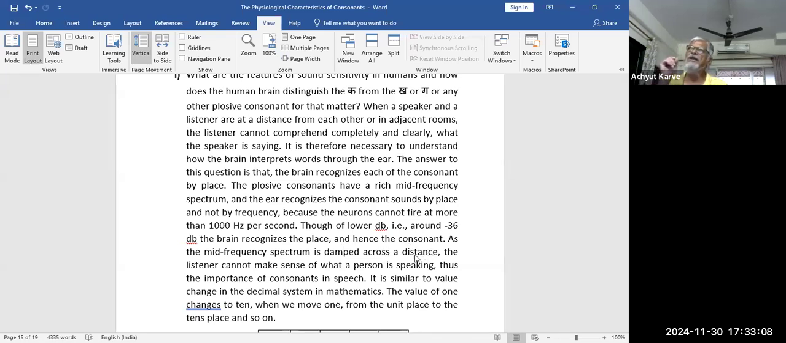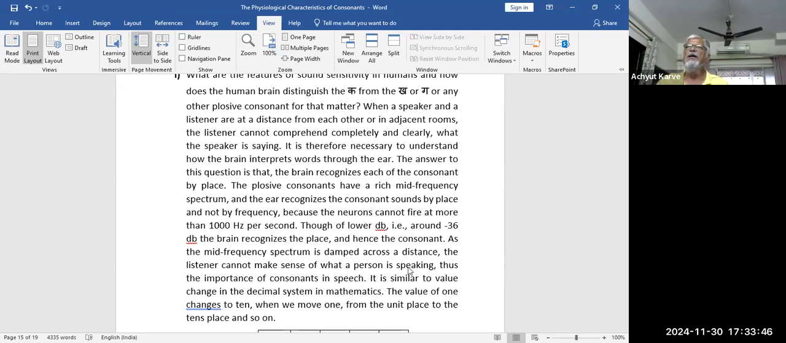So the consonant is recognized by the brain differently than how the vowel is recognized. The vowel is recognized by frequency, whereas the consonant is recognized by the place principle. As the mid-frequency spectrum is damped across a distance, the listener cannot make sense of what a person is speaking, because the consonant sound is of a lesser amplitude. So that gets damped, and so he hears sound, but he cannot interpret the word.